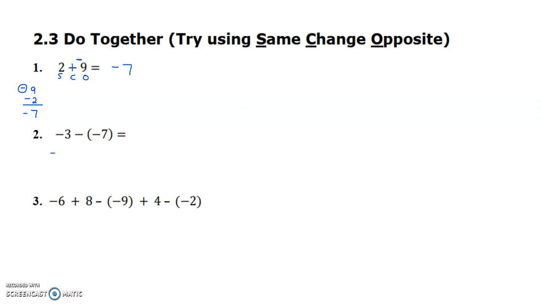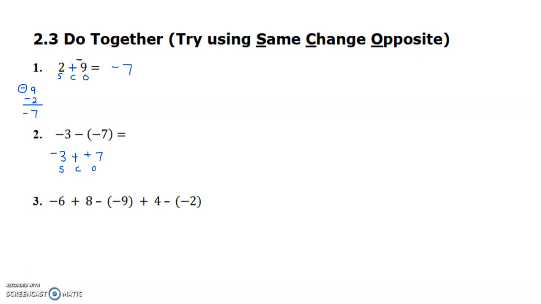For number 2, I'm going to rewrite it without the brackets, just to show how that would look. So this is negative 3 minus negative 7. I'm going to keep the negative 3 the same, change subtraction to adding, and change the negative 7 to a positive 7.